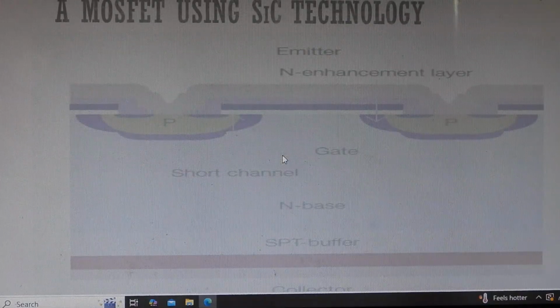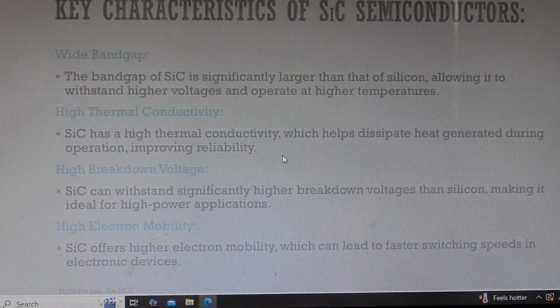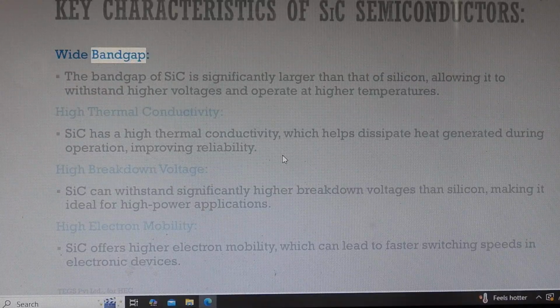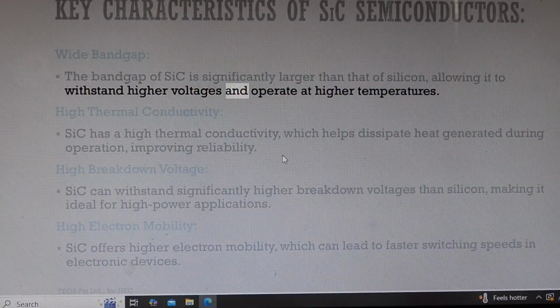A MOSFET using SiC technology. Key characteristics of SiC semiconductors. Wide band gap. The band gap of SiC is significantly larger than that of silicon, allowing it to withstand higher voltages and operate at higher temperatures.